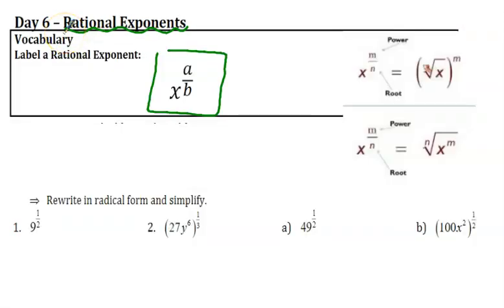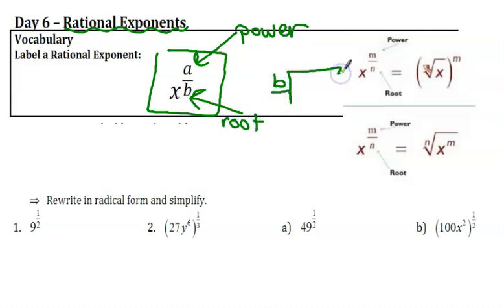A rational exponent. If it's x to the a over b, we can rewrite that with the information. So a is the power and b is the root. I'm going to put b on the outside because that's the root, and then it's going to be x to the a power. So I can rewrite it to look like this, okay?